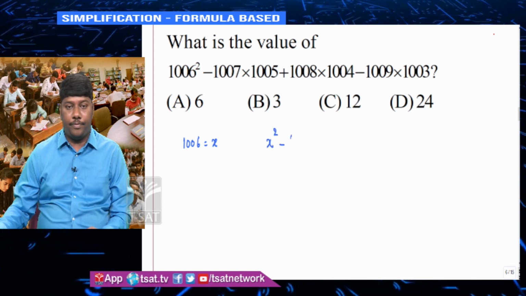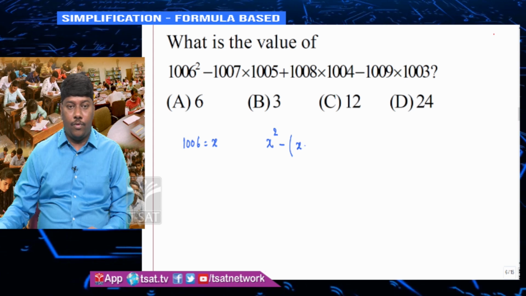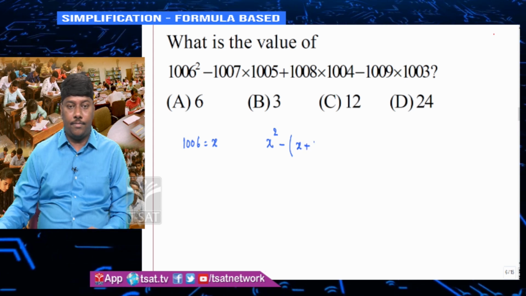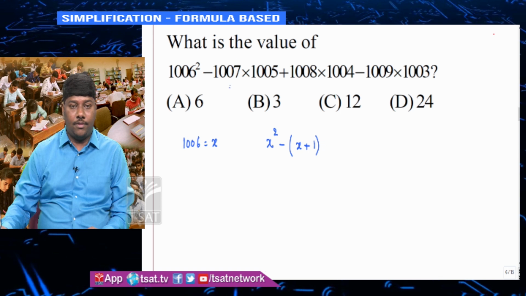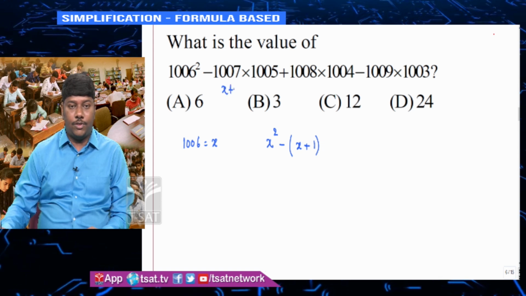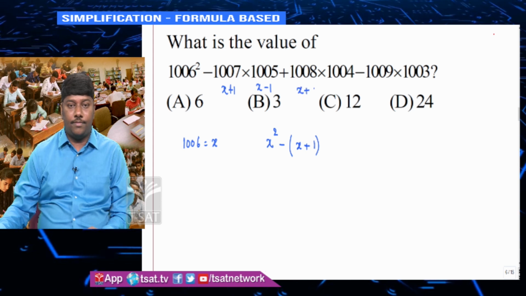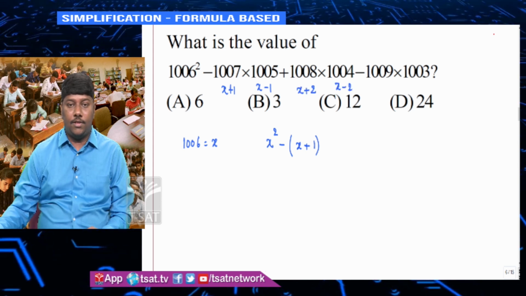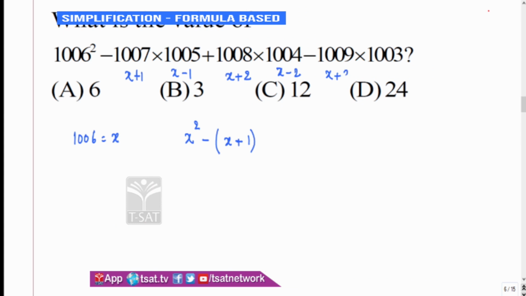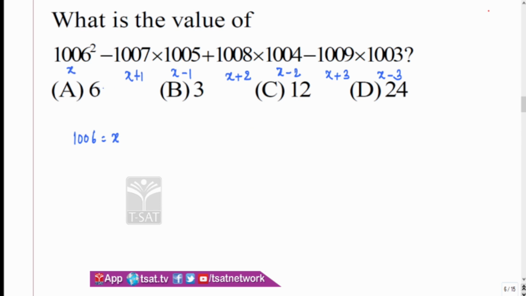1 more than x becomes x plus 1, and this becomes x minus 1. Here it is 2 more than x, this is 2 less than x. This is 3 more than x, this is 3 less than x. Now this is x. Now we know what a plus b into a minus b is.